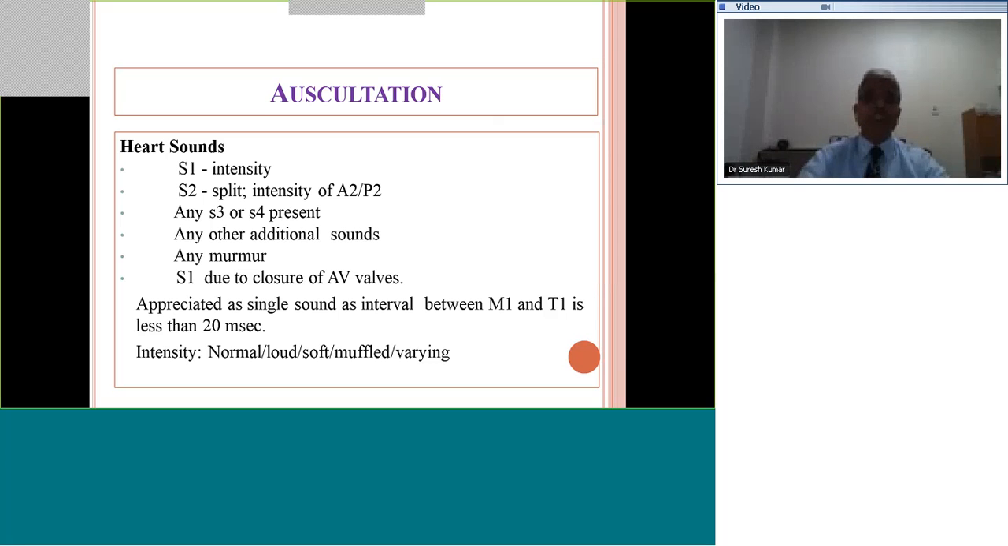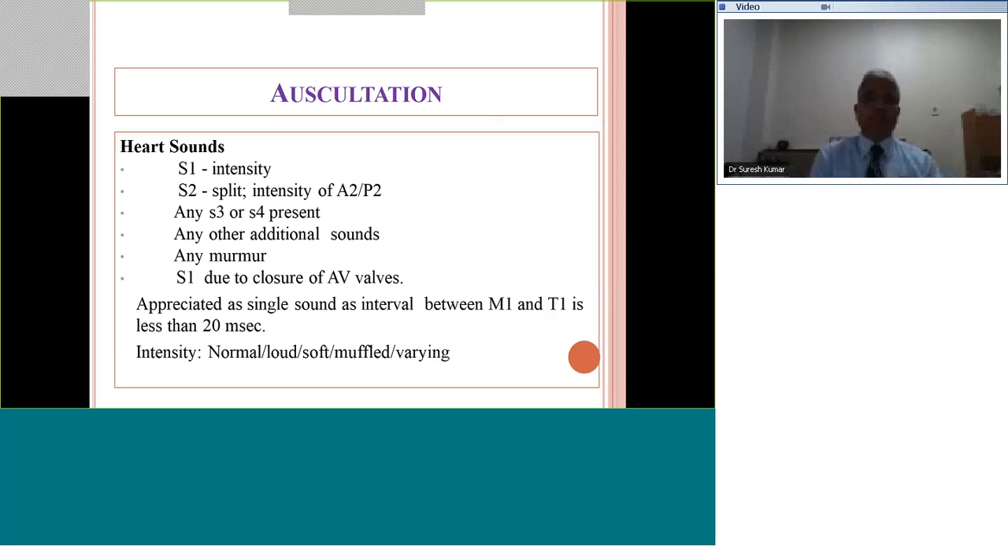Now coming to auscultation of the heart, you are listening for the heart sounds, the first sound, the second sound. The first sound, note the intensity. Second sound, always comment on the split, plus the intensity of A2 and P2. Is there any S3 or S4? Is there any other additional sound? Any murmur? These are the general principles of auscultation, or the points that you are looking for while you are listening.